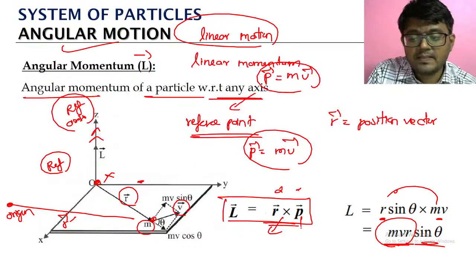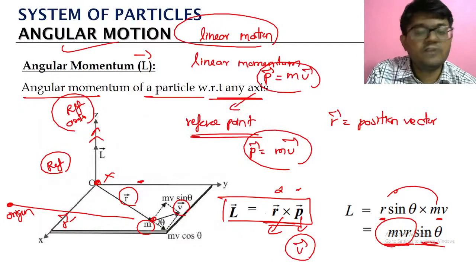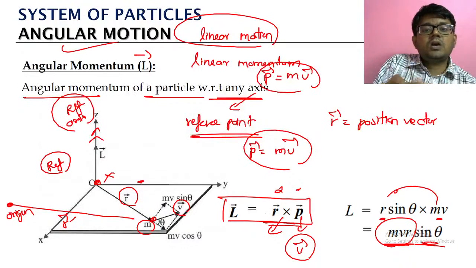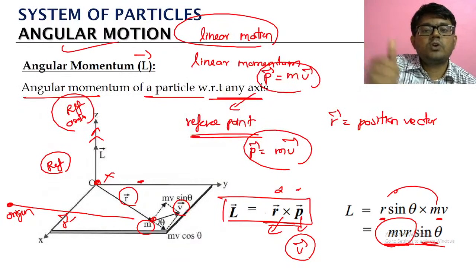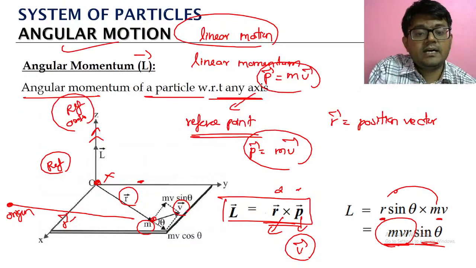ஏன்னா P bar will be in the same direction of V bar, because P is equal to what? MV தானா? So we have to take a cross product of R with P vector. அது எடுத்தா we will be able to get what? The direction by using the right hand thumb rule.